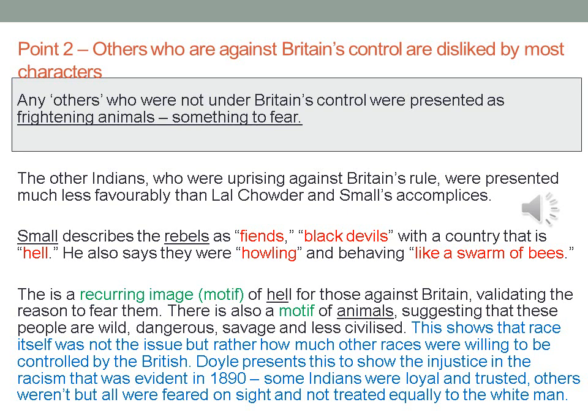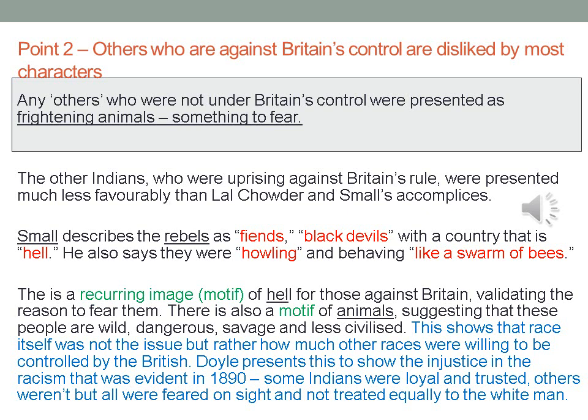Again, by repeating these images, we see how they were presented as almost being less human because they didn't want to join in with British rule. And a lot of this presentation of people is governed by whether Britain was able to control them and to own them. So what Conan Doyle's showing is that race itself and the colour of someone's skin is not necessarily the issue, but whether they were allowed themselves to be controlled by the British Empire.